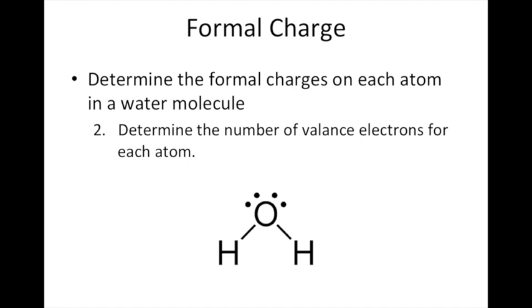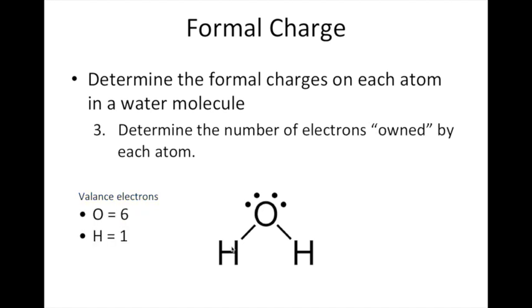The second step, determine the number of valence electrons for each of the atoms as if they were free atoms. In other words, oxygen is in group 6, and so oxygen has 6 valence electrons. Hydrogen is in group 1, and it has 1 valence electron. You can also see this if you draw out the electron configurations for oxygen or hydrogen.